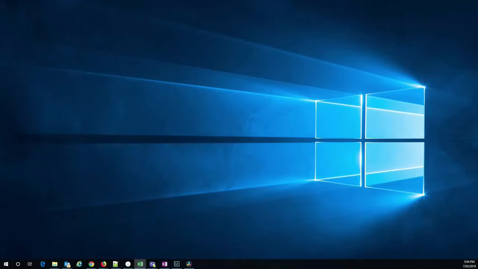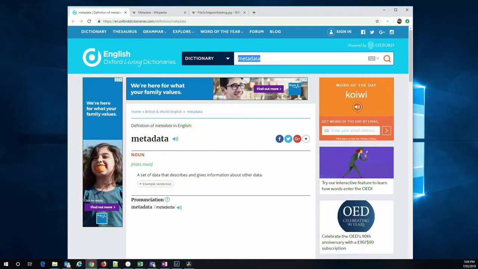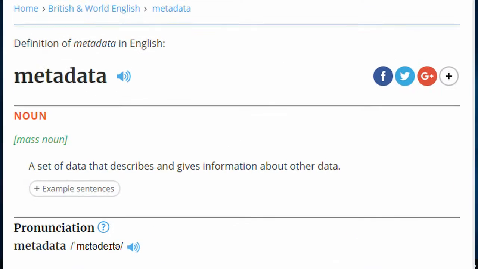Metadata is a commonly used word, but most people only have an approximate idea of what it means. The obvious place to start is with the dictionary meaning of metadata. If we go to the Oxford Dictionary, it gives you this interesting description: a set of data that describes and gives information about other data.